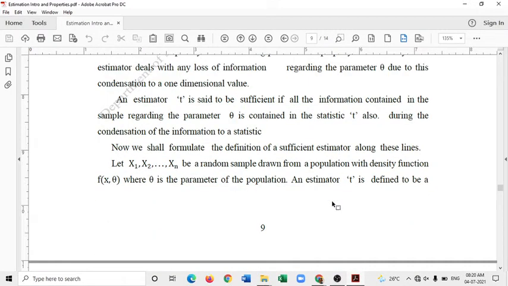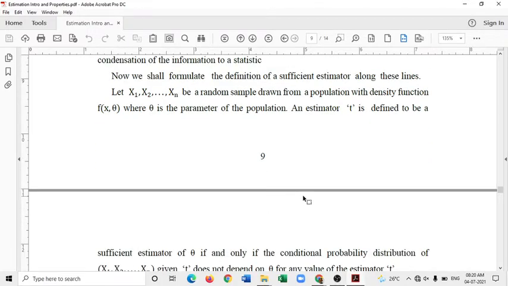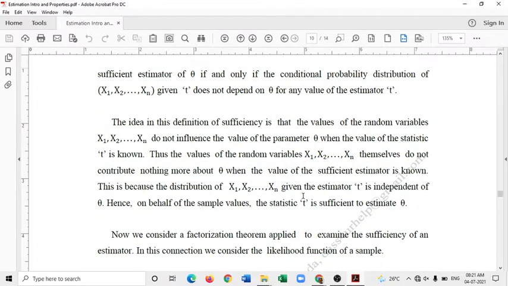Let x1, x2, etc., xn be a sample drawn from a population with the density function f(x; theta), where theta is the parameter of the population. An estimator t is said to be a sufficient estimator if and only if the conditional probability distribution of x1, x2, etc., xn given t doesn't depend on theta for any value of the estimator t.